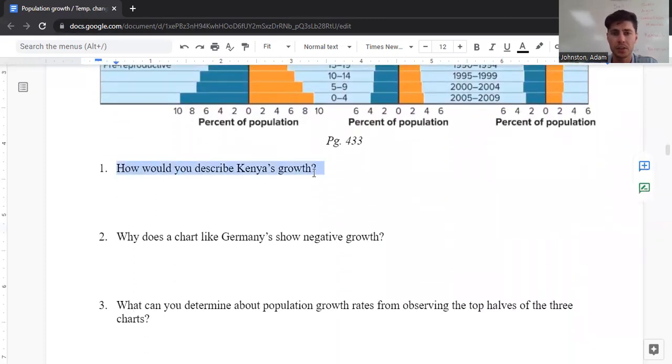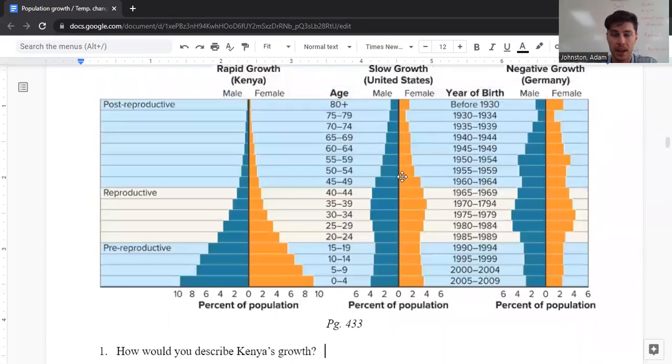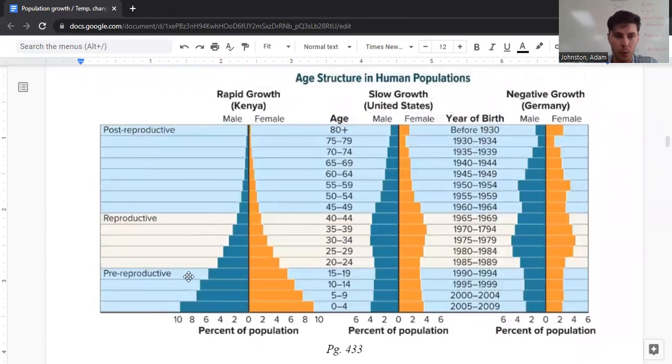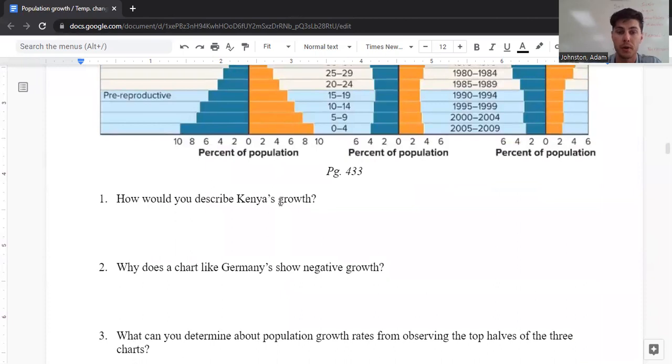How would you describe Kenya's growth? Let's look at number 1. Here in Kenya's growth, we can see that with a larger population at the bottom, there are more young people. With more pre-reproductive folks, that shows us that in the future, when these folks grow up and join the reproductive area, that is a large population that can create new pregnancies and build the population. Because of that increase, we call Kenya a rapid growth country. You could describe Kenya's growth of population as rapid.